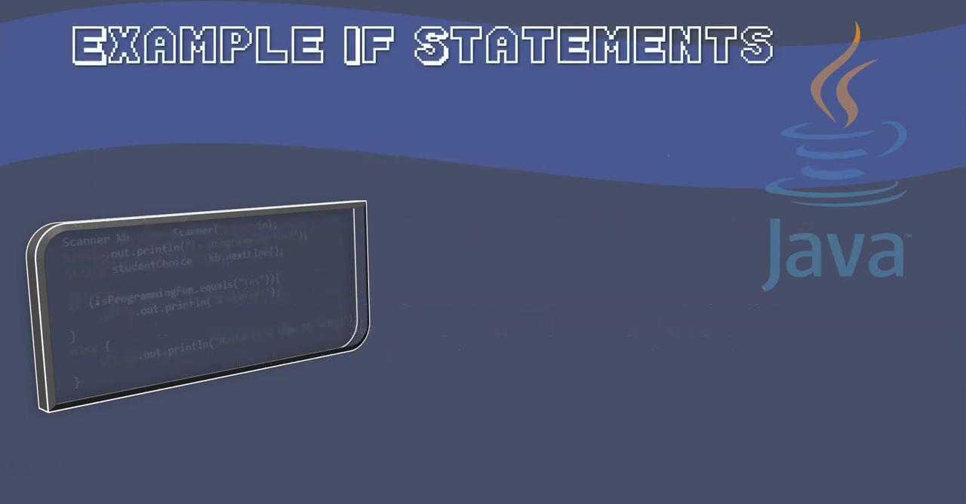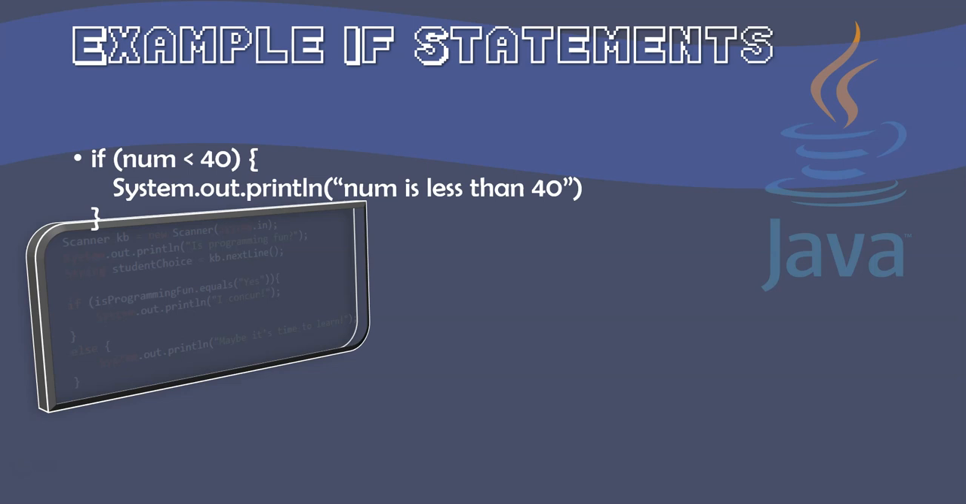Now, if we look at a couple example if statements, here's our first one. We have if num is less than 40, and we're just going to have it print out num is less than 40. And how this works is it's going to test num is less than 40. So let's say num in this case is 20. Well, is 20 less than 40? Yes. So this would be true. So then it would print out num is less than 40.